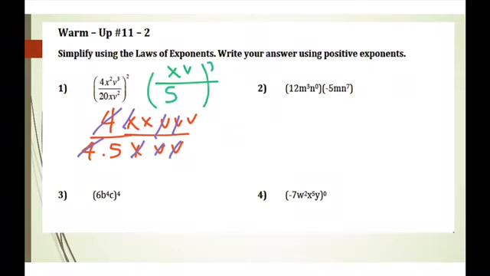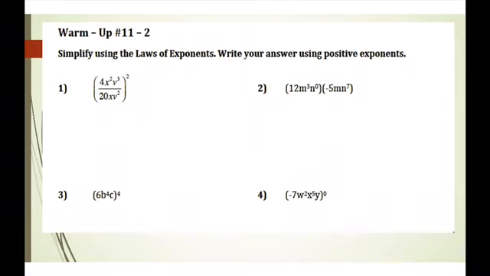Now if you square that, you're going to have x squared v squared over 25, and then that would be your answer. Okay, so that's your answer to number 1. Okay, number 2.